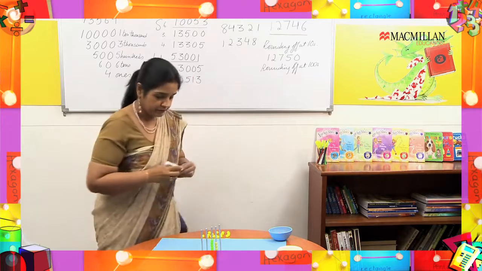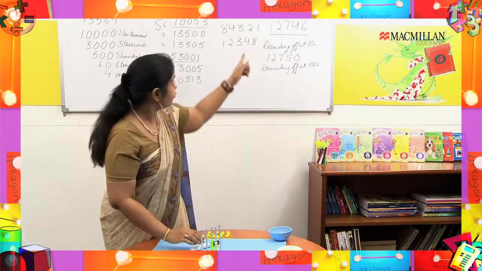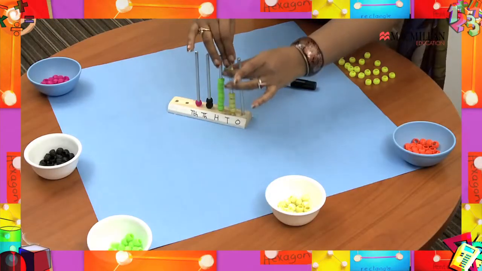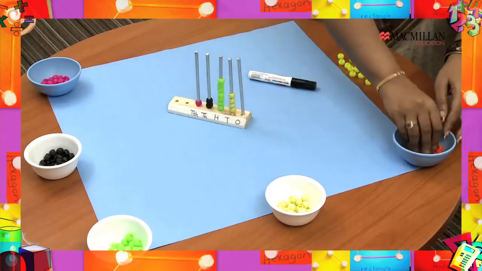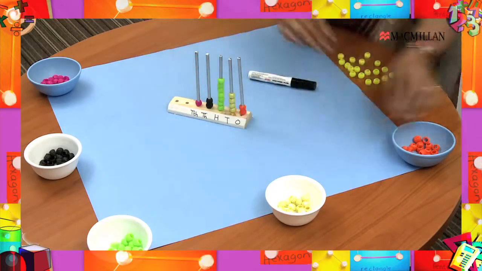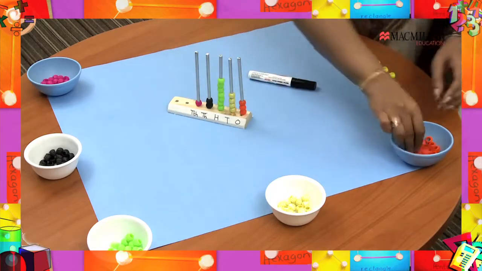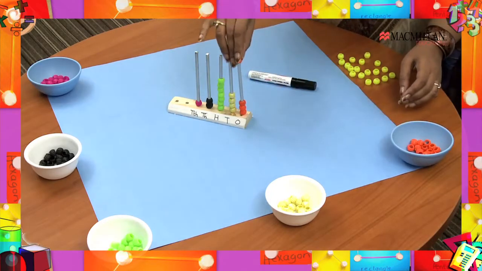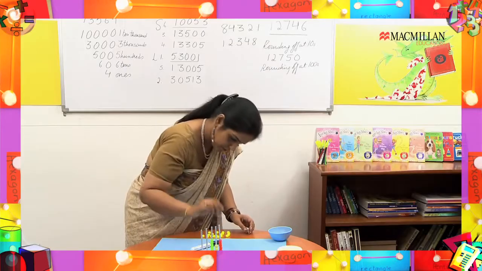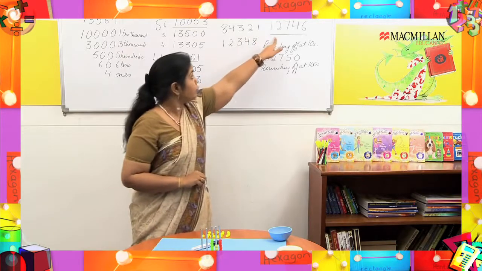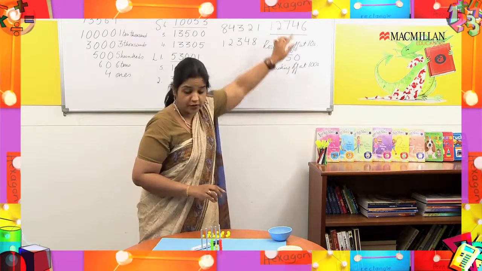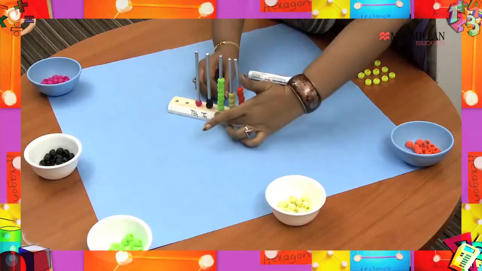Now let us do rounding at hundreds. Now our original number was 12,746. Let us first create back 12,746. Now I want to round it off at hundreds position. Hundreds position means this position. So I will look at the number on its left.